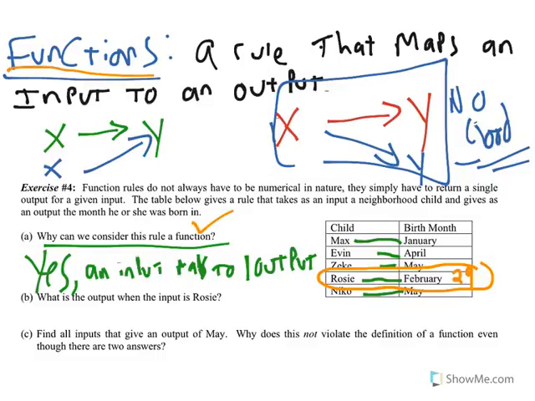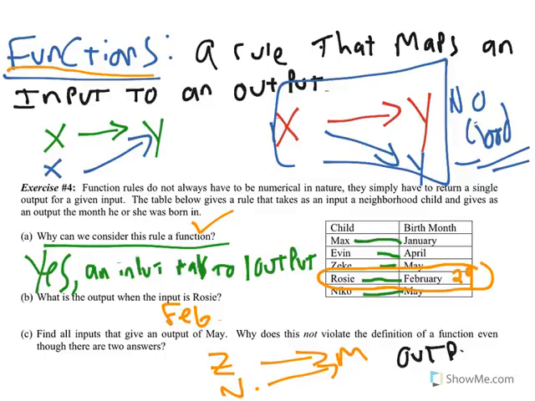And what is the output when the input is Rosie? Well, we just said that. It would be February. Now find all the inputs that give an output of May. Why does this not violate the definition of a function? We have Zeke being born in May, and we also have Nico being born in May. Is it okay for two people to be born in the same month? Absolutely. These are still mapping one input to one output. It's okay that the output repeats.